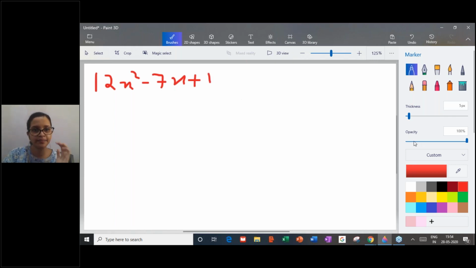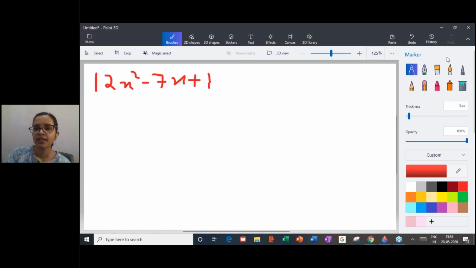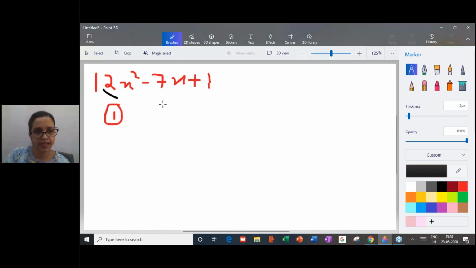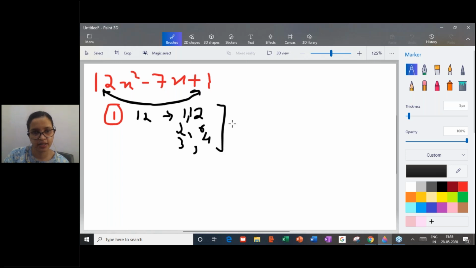So what is splitting of the middle term? Somebody is asking me, where is this needed? This is a concept called splitting of the middle term, which is used to factorize polynomials. Factorize is nothing but finding the factors. So when you're given an equation like this, step number one, you multiply this and this. 12 into 1 is 12. Now, what are the factors of 12? We'll go from 1: 1 into 12, then 2 into 6, and 3 into 4. Okay, we got these factors.